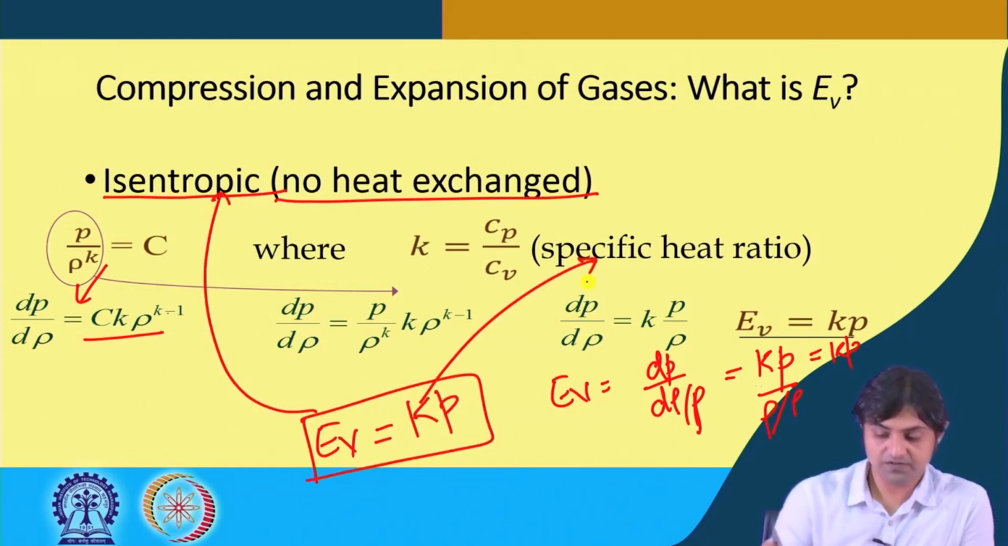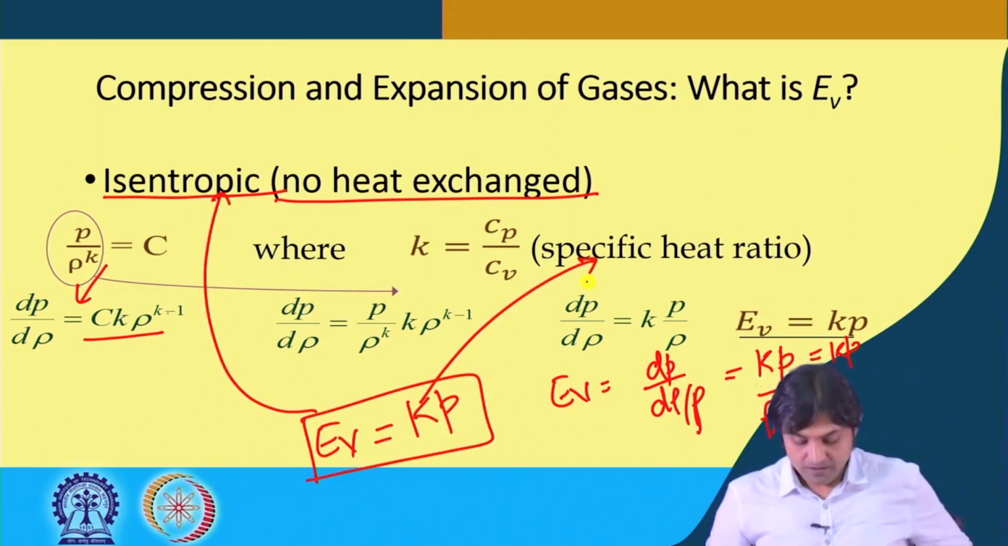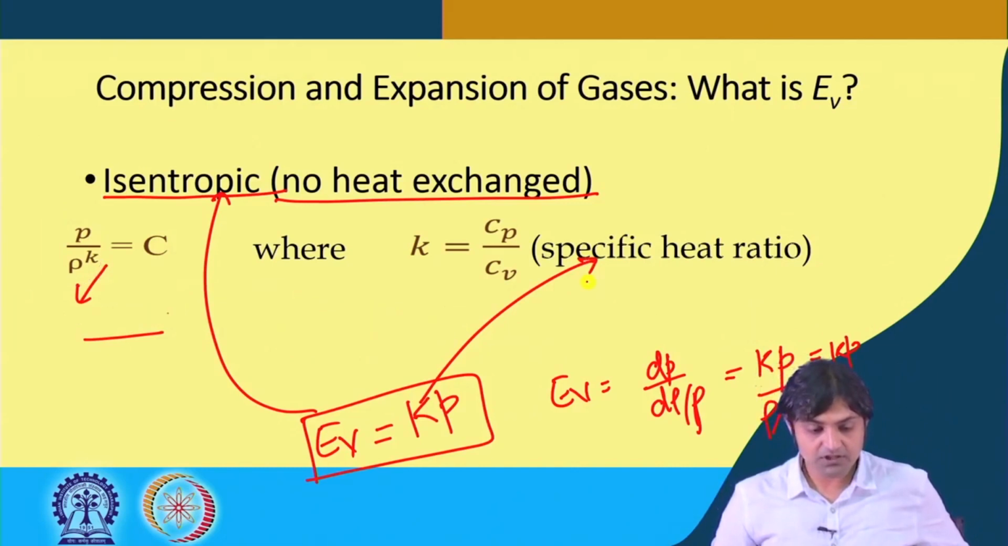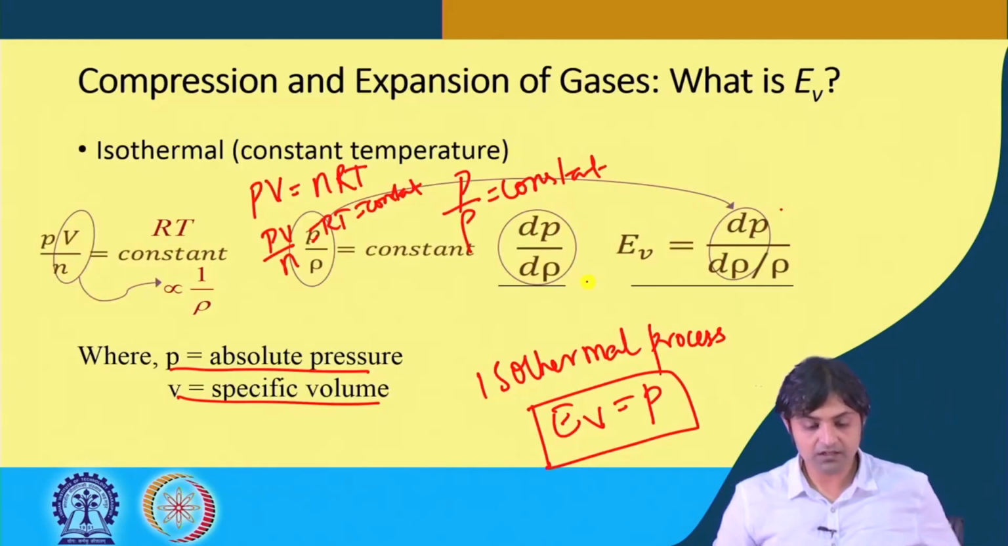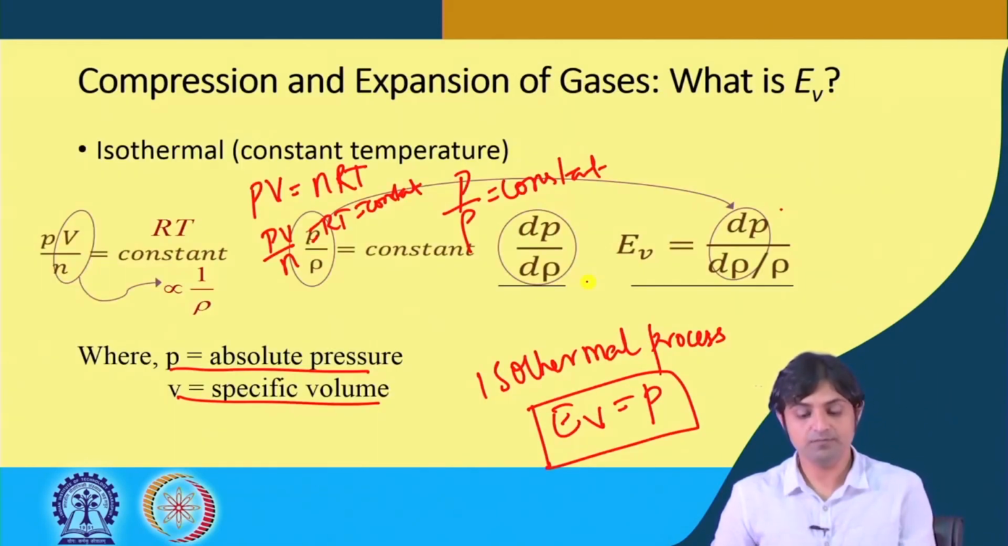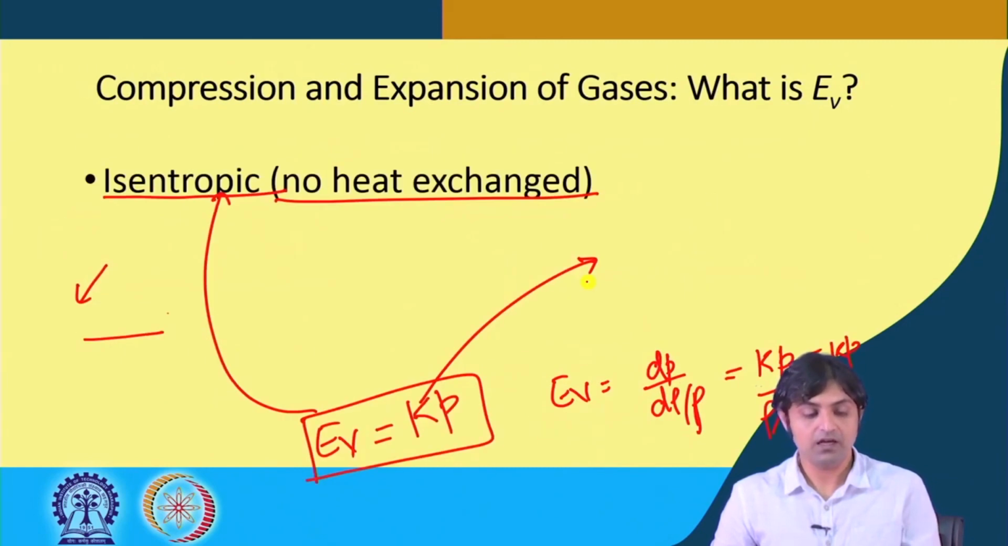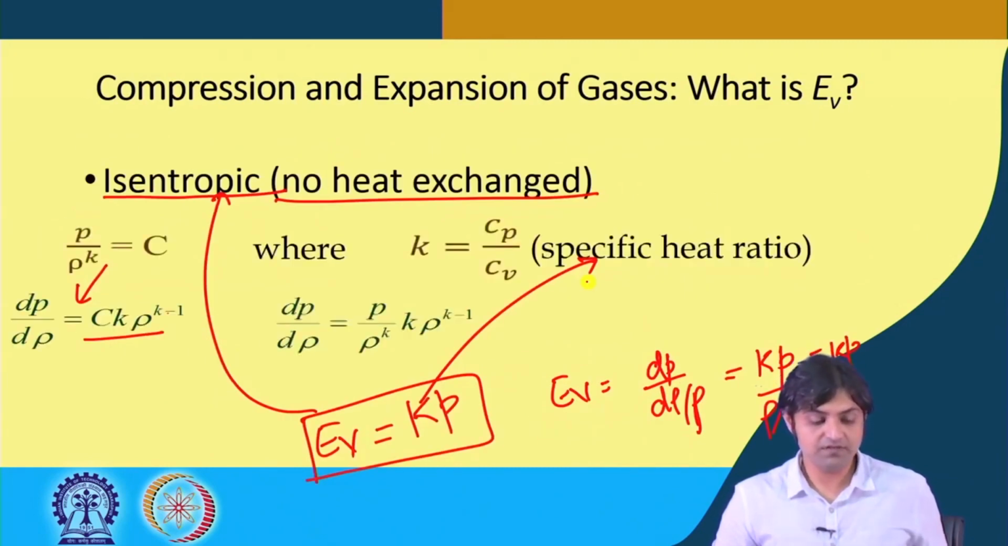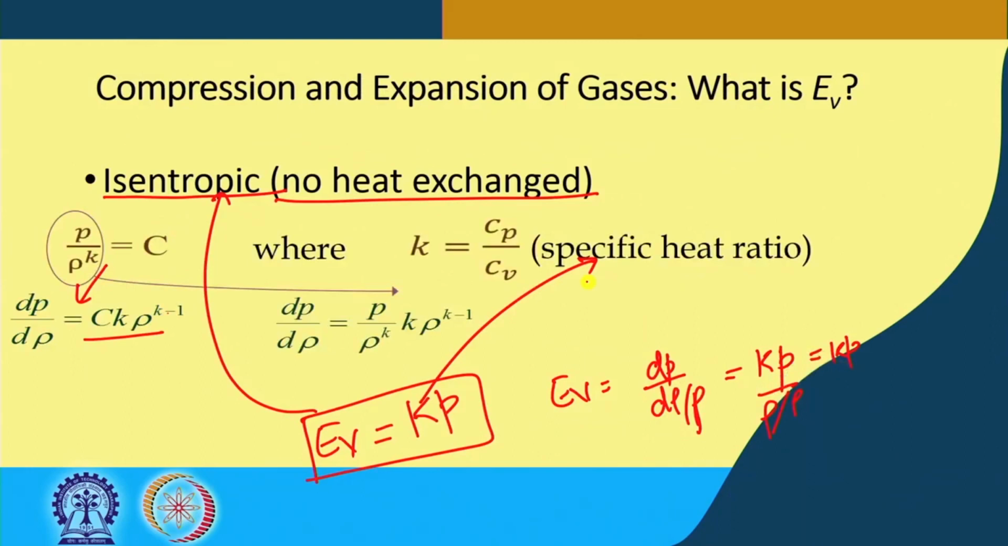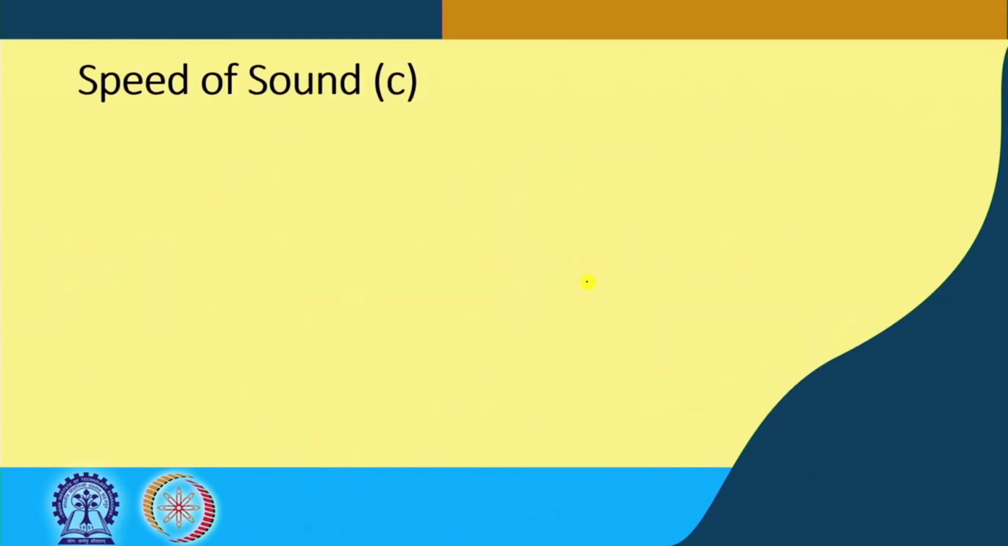K is the specific heat ratio. So for an isothermal process, just going back, EV is P, and for an isentropic process EV is Kp. That is very important to note.